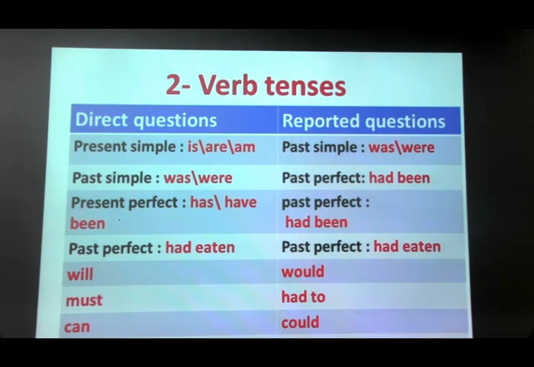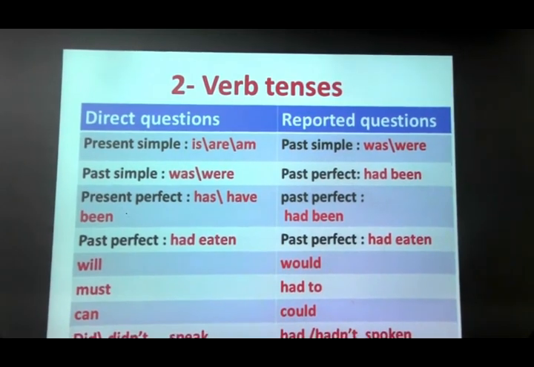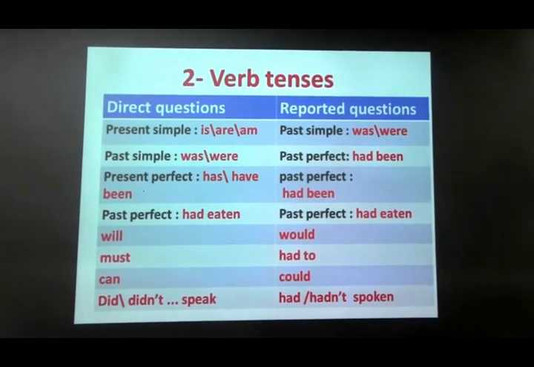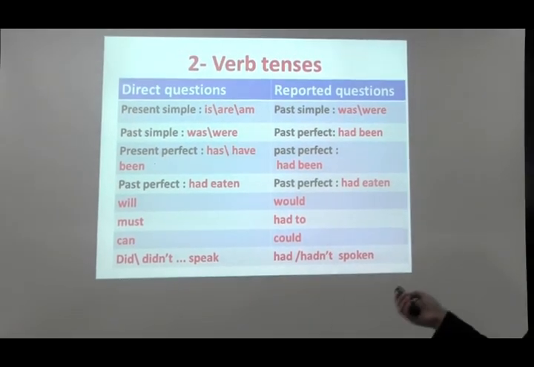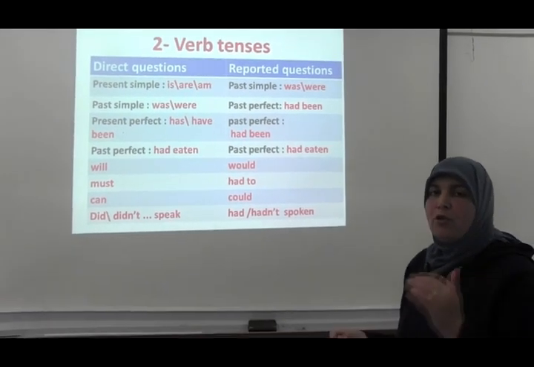Some modals like will become would. Must should be changed into had to, because the past form of must is had to. Can should change into could. Some expressions like did or didn't speak, for example, did you speak or I didn't speak, here you should change the verb into had or hadn't spoken. You change the past into past perfect.